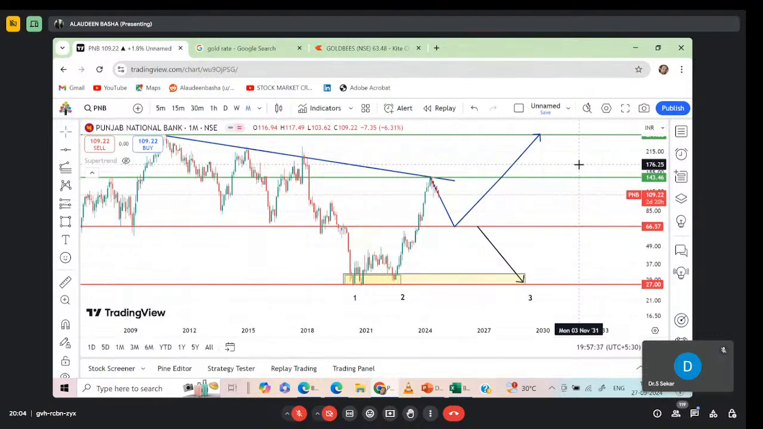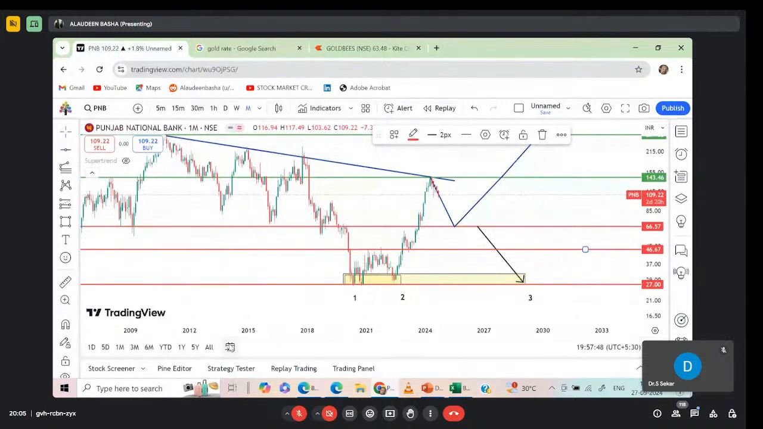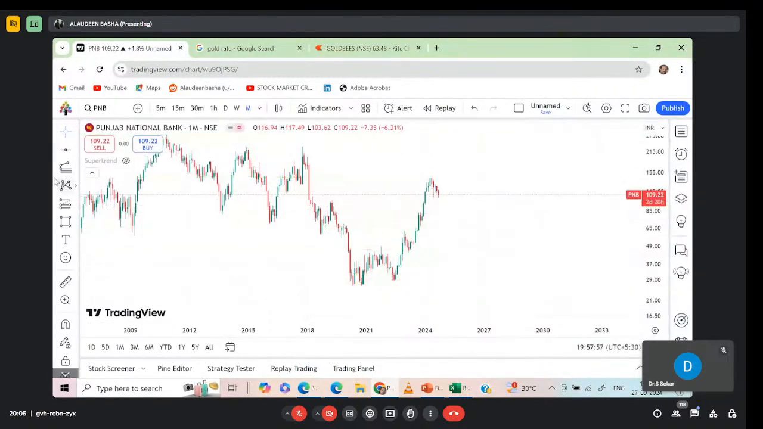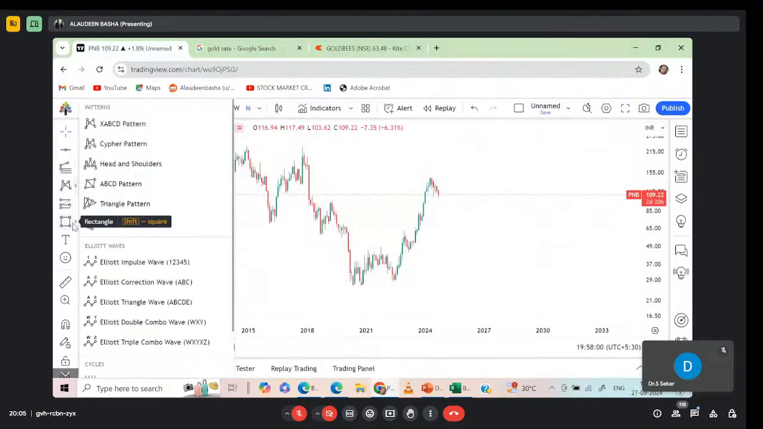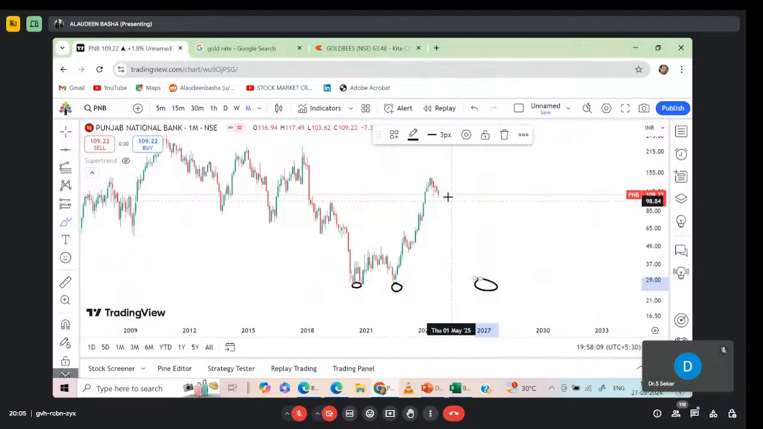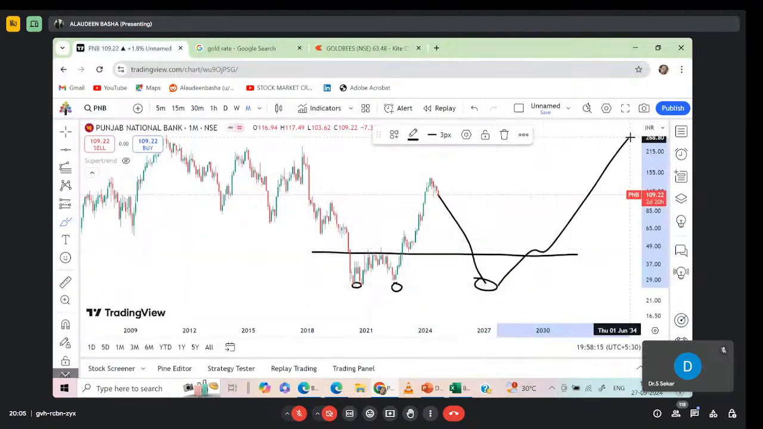Sir, in a triple bottom, which one is the neckline? This one is the neckline. Okay, sir. Same neckline. The neckline never changes. I will show you, just a minute. Let me clear this diagram. Yes, this is the first bottom. This is the second bottom. In case it comes to the third bottom, like here, this is the neckline. Once it breaks, the market will move very fast.